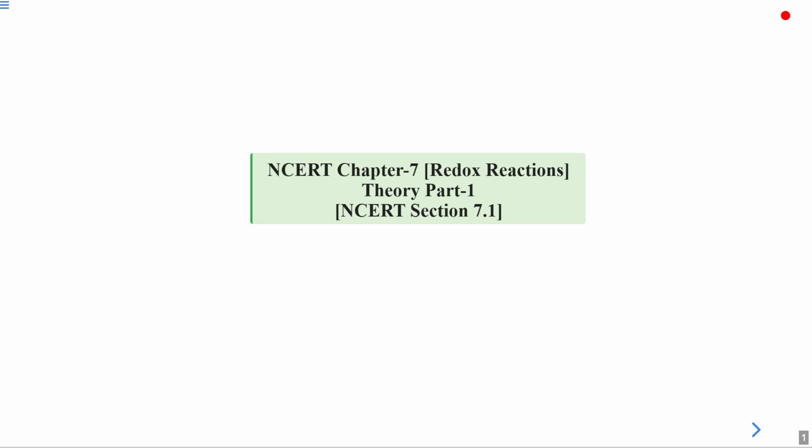Hello, students. Welcome to today's lecture of NCERT, Chapter 7, that is Redox Reactions Theory, Part 1. In today's lecture, we are going to cover section number 7.1.